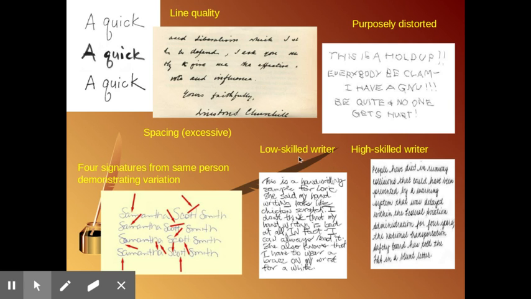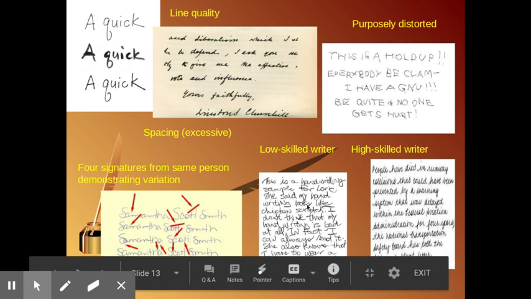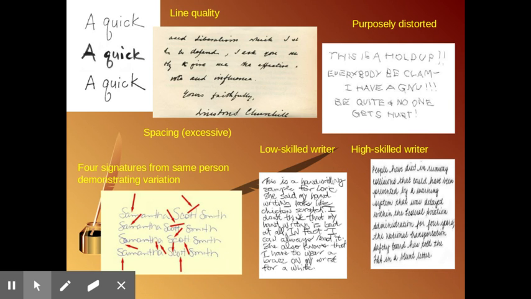Here's a low skilled writer, which I find really funny. This looks more like my handwriting than a highly skilled writer. So somebody who's practiced writing a lot, writes very neatly.